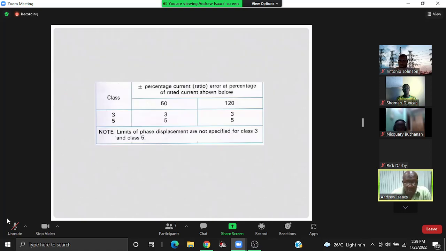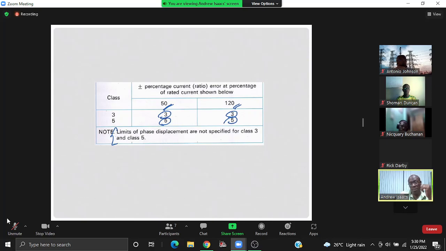Okay, but there are two other classes. The class 3, yes, and the class 5. And for this, you have 3% and 5% respectively, 3 and 5. Good? And that's at 50 and 120%. So in other words, at the bottom it tells you that the phase displacements are not specified. So obviously, these would be more off-the-shelf CTs. But you buy them understanding the implications, meaning they don't even bother to specify what the angular displacement will be.